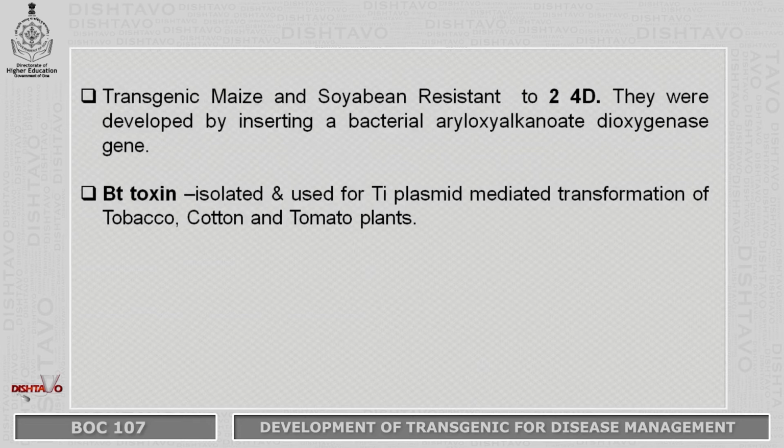Transgenic maize and soybean varieties were also developed, which were resistant to the herbicide 2,4-D. They were developed by inserting a bacterial aryloxyalkanoate dioxygenase gene. Next, Bt toxin was isolated and used for Ti plasmid mediated transformation of tobacco, cotton, and tomato plants.